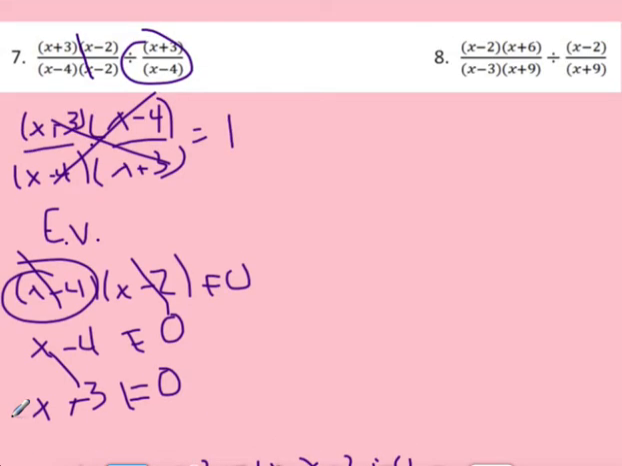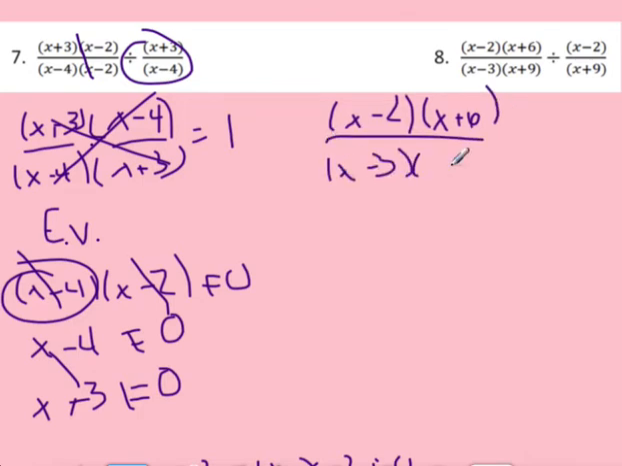Let's take a look at number 8. There's no simplifying we can do in advance, so we're going to go straight to multiplying. So x minus 2 times x plus 6 divided by x minus 3 times x plus 9. And then we're going to flip the second fraction to be over so that we get rid of that division and we can multiply. And now that everything's being multiplied, we can cancel some stuff out.